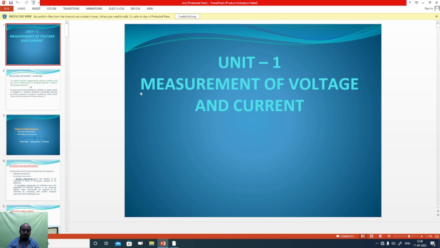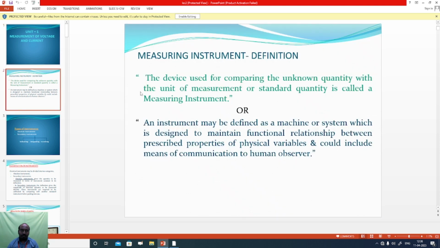The lecture which we are going to discuss today is about measurement of voltage and current. The main parameters in electrical measurements are voltage and current. The measurement of voltage and current is to be done by using any one of the measuring instruments.